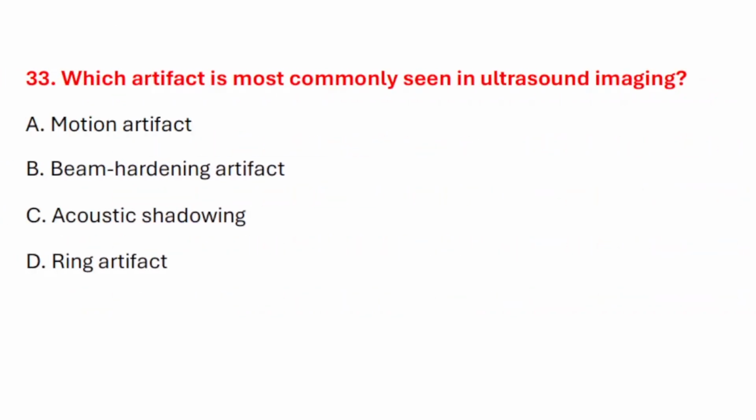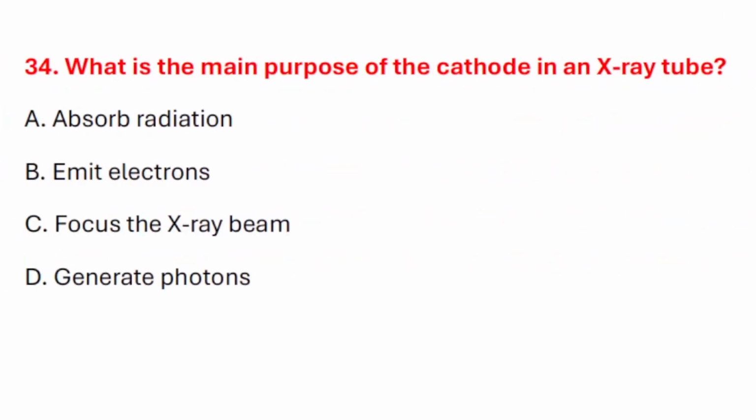Question number 33. Which artifact is most commonly seen in ultrasound imaging? Correct answer is option C, acoustic shadowing. Question number 34. What is the main purpose of the cathode in an X-ray tube? Correct answer is option B, emit electrons.